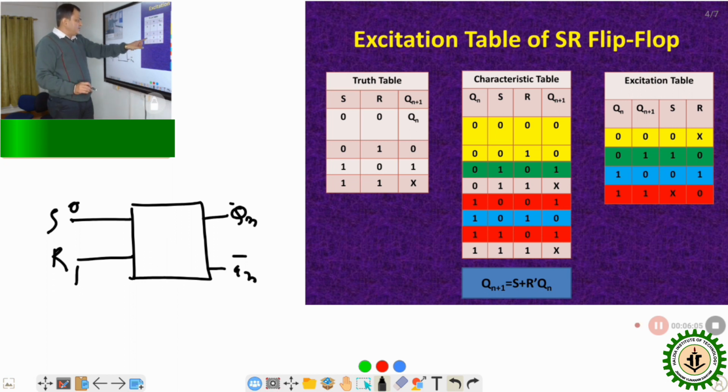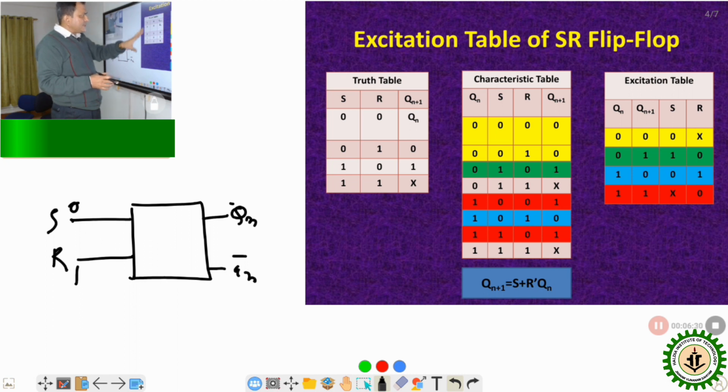In this case, we know if we apply 1 1, this condition we cannot apply in case of SR flip flop. This is an undefined condition. Now we know the truth table of this SR flip flop. What we said is, if we know the truth table, we can calculate the excitation table. So in this case, we have introduced another table, that is called the characteristics table of SR flip flop.